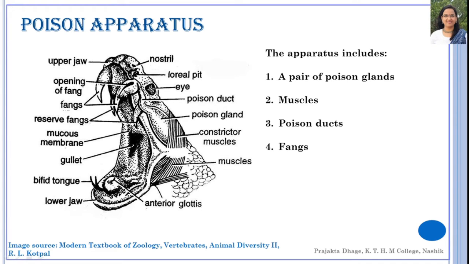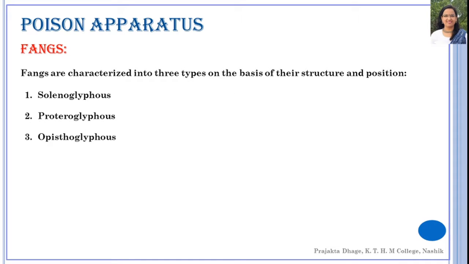Now the next thing that we are going to see is the fangs. The fangs are specialized teeth for injecting venom into the victim's body. They are long, curved, sharp and pointed and are attached to the maxillary bones. They serve as hypodermic needles for injection of venom. A damaged or lost functional fang is always replaced by one of the reserve fangs. Fangs are characterized into three types on the basis of their structure and position. Different kinds of snakes are going to possess these different kinds of fangs.